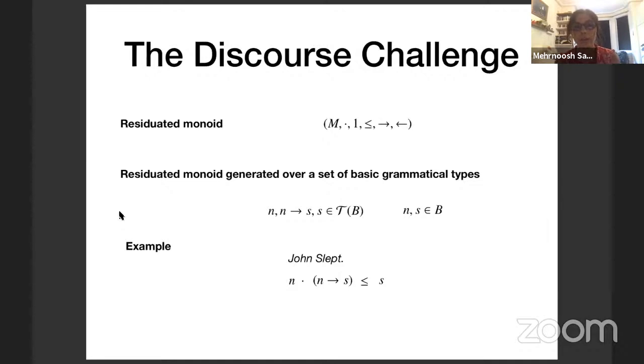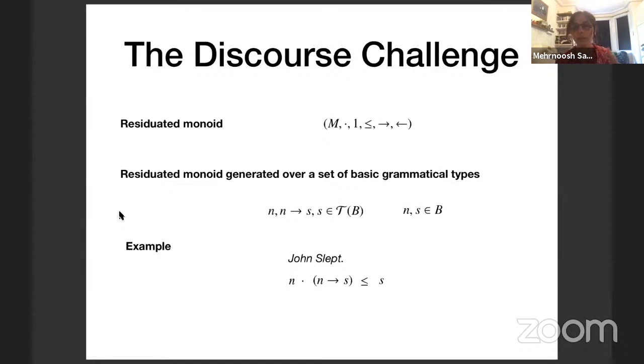So following an idea by Lambek, in order to analyze the grammatical structure, we work within an algebra of a residuated monoid. I've put a signature there. This is a partially ordered monoid, with multiplication dot, and unit 1. The multiplication is non-commutative, so you've got left and right residuals, one for each argument, which we denote by forward and backward slashes, or left and right arrows here. You fix a set of basic grammatical types in a set B. Examples are N for noun phrase, S for sentence. And then you generate a residuated monoid over this set B. I've denoted it by T of B.